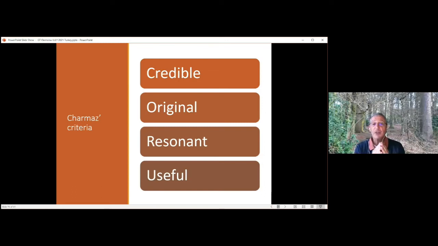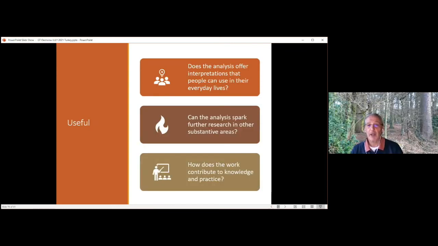Okay, is it resonant? Does it look at the context and people go, yes, I can see how that really is drawn from that context and telling us something we didn't already know about? One of my students had her PhD viva just a couple of weeks ago, and her examiner said, I work in this field and you've told me something here which I'm going to use in my practice. So that's the last point, is it useful? These are all important aspects. So is it useful? Does it work to contribute to knowledge and practice?